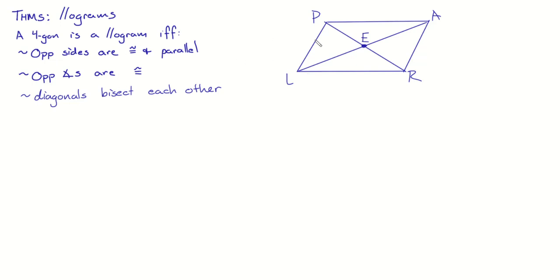If I wanted to use this picture for opposite sides congruent and parallel, I don't know that I would reference it. This one could be kind of tricky. What does that really mean as equal here? This is just a little example of that theorem from this picture. PE is congruent to what? ER. And LE is congruent to EA.